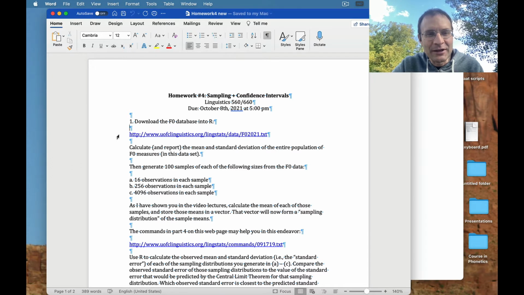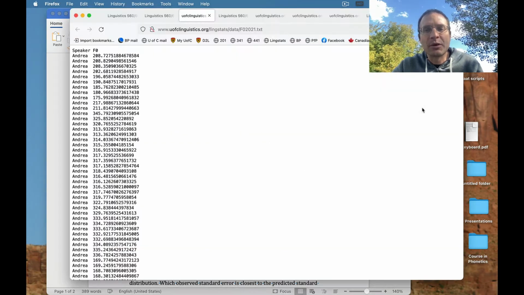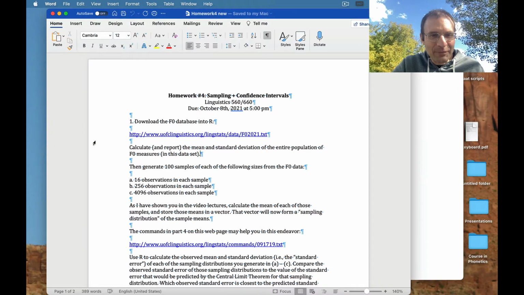The first thing you need to do is load that into your R console, and then I want you to calculate and report the mean and standard deviation of that entire population of F0 measurements. What we're going to do is pretend that this is a population of some interest, like these are all the F0 measures in the world that we care about for, say, this group of people doing this task. These are the only ones that exist. So that's the entire population. We don't normally find ourselves in that sort of situation, but we're going to have to pretend just for the sake of doing this exercise. So first thing first, you calculate the mean and standard deviation of that population of F0 measurements.